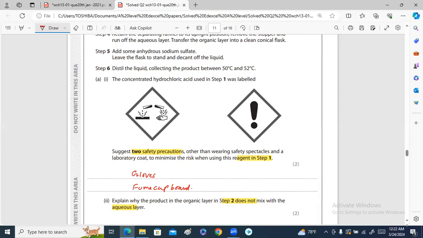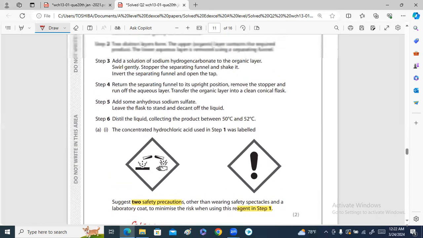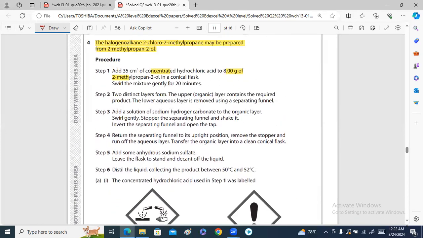Explain why the product in the organic layer in step 2 does not mix with the aqueous layer. So let's see step 2. Two distinct layers form. The upper organic layer contains the required product and the lower aqueous layer is removed using a separating funnel. So here we have the organic layer and the aqueous layer. They are not mixing with each other.